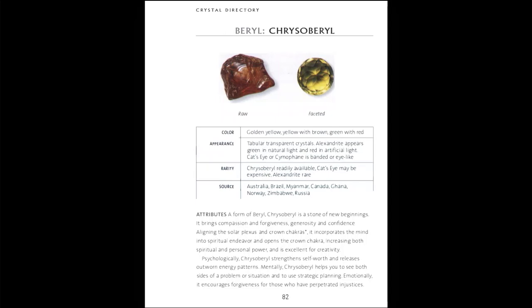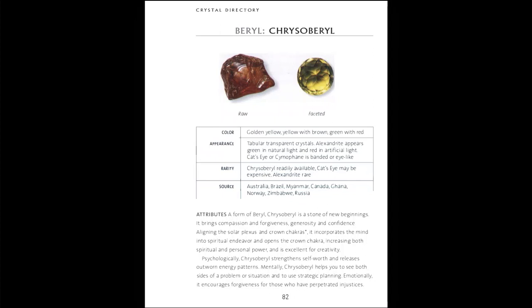See also emeralds. Chrysoberyl: golden yellow, yellow with brown, green with red. Tabular transparent crystals. Alexandrite appears green in natural light and red in artificial light. Cat's eye and cymophane is banded or eye-like. Chrysoberyl is readily available. Cat's eye may be expensive. Alexandrite is rare. Found in Australia, Brazil, Myanmar, Canada, Ghana, Norway, Zimbabwe, and Russia.